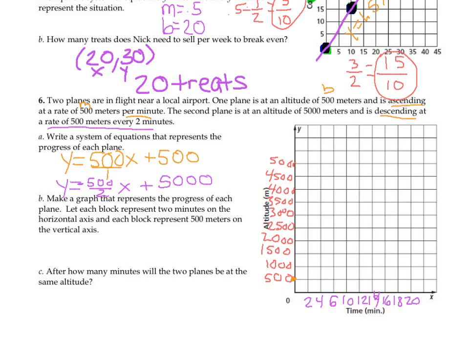But since our x-axis is labeled by 2's, it would be a little easier if we change our slope from 500 over 1 to 1,000 over 2. So we can multiply the top and bottom of 500 over 1 by 2 to get 1,000 over 2. That'll make it a lot easier to graph our line. So now we can go up 1,000 over 2. You can do that a few times.